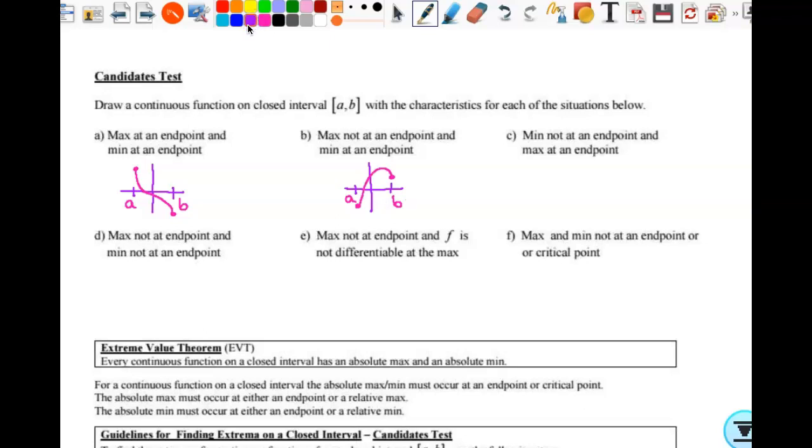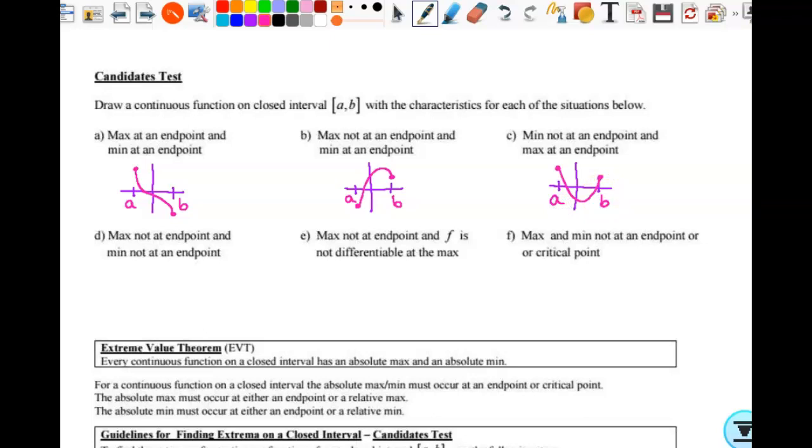Okay, so then we want the minimum not at an endpoint, max at an endpoint. What could that look like? So I want a max at an endpoint. Minimum not at an endpoint. Something like that, maybe.